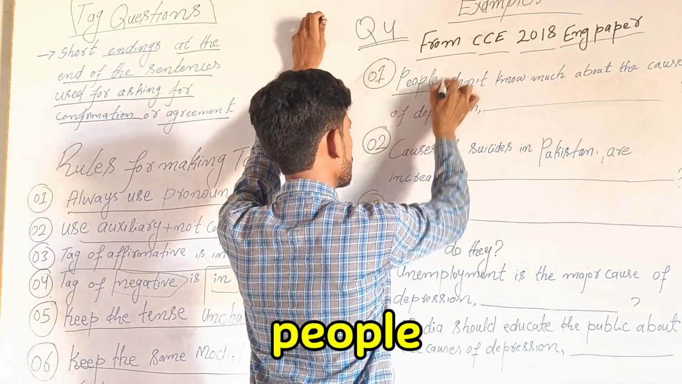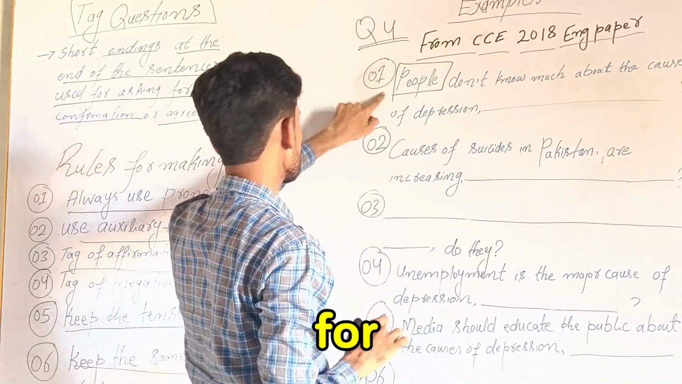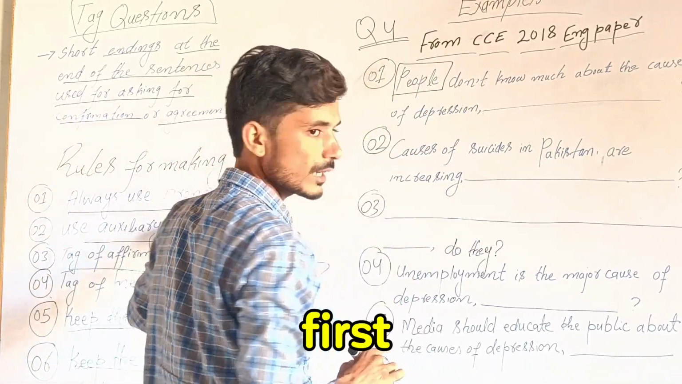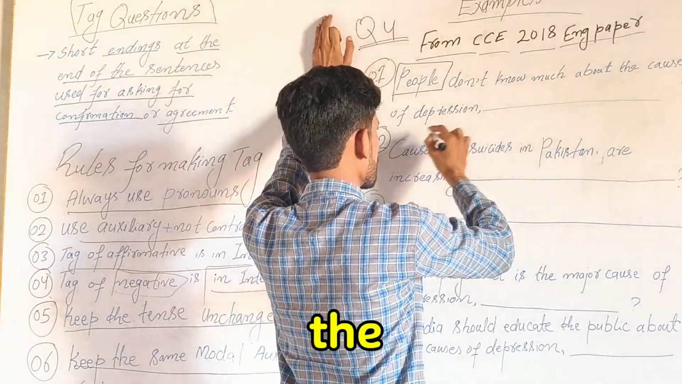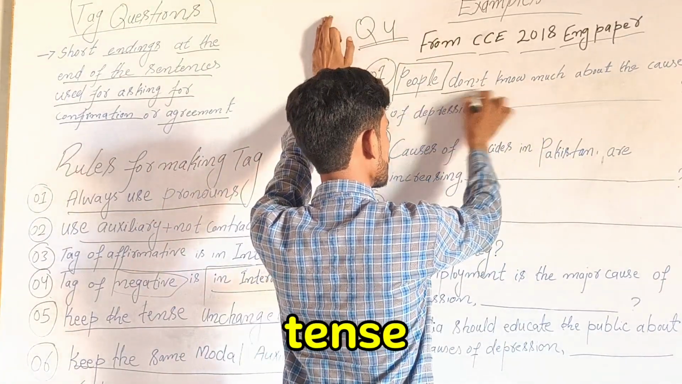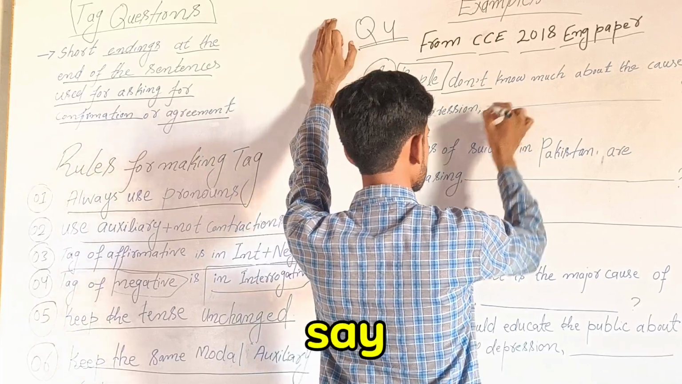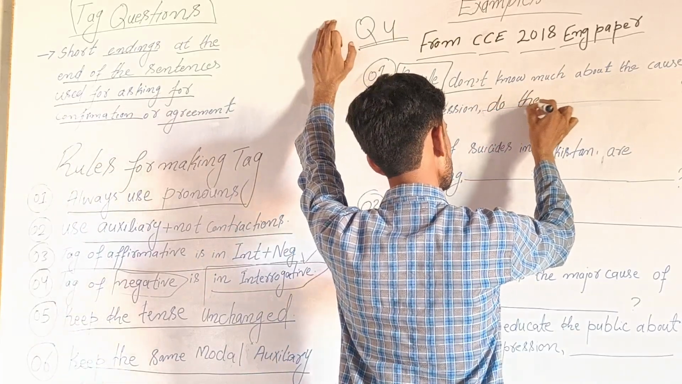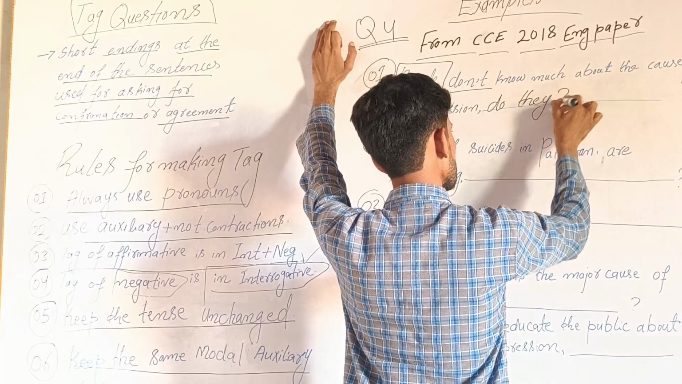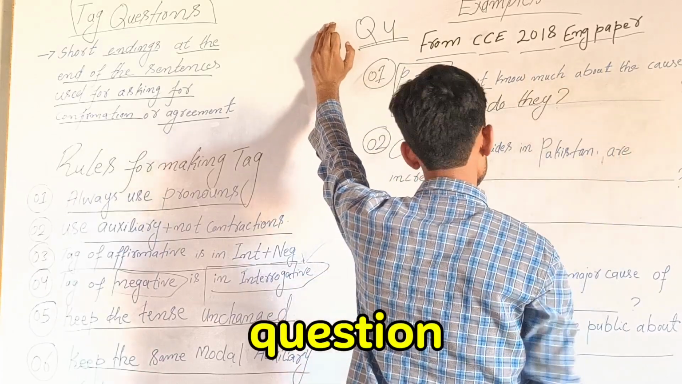Now we have people, so we have to use the pronoun for the people. Rule number 1, always use pronouns for the nouns. People don't know much about the causes of depression. Don't change the tense, keep the same tense. So we will say do they. Do they. Now we have to give the question mark.